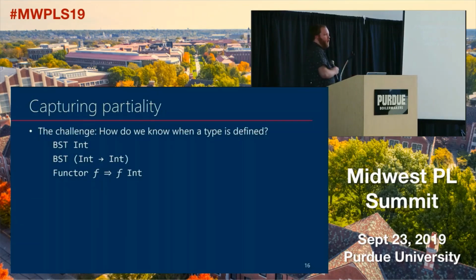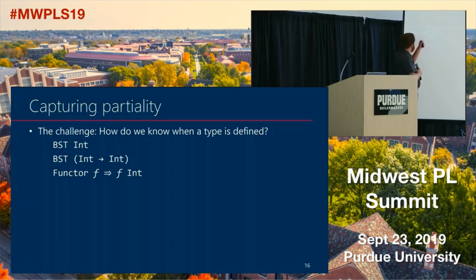So here's the crux of the problem. Here's the key challenge. How do we know when one of these types is actually defined? So let's talk about binary search trees for a moment. A binary search tree over some type A makes sense if that type A has an ordering. And it doesn't make sense otherwise.